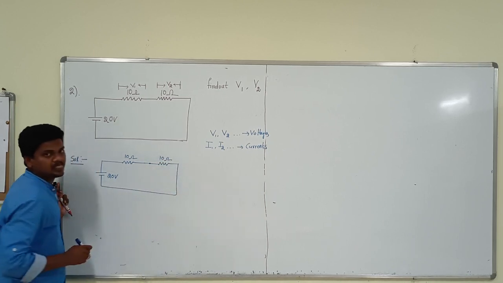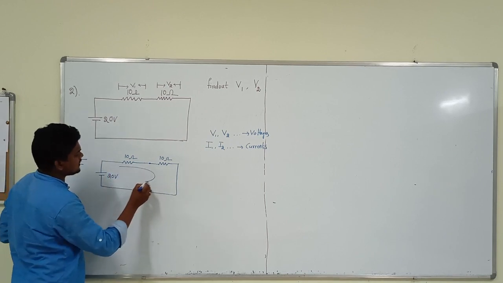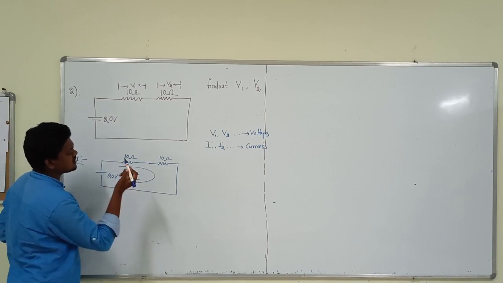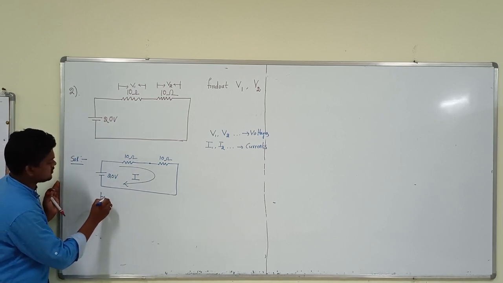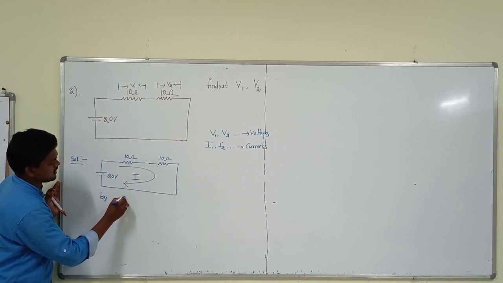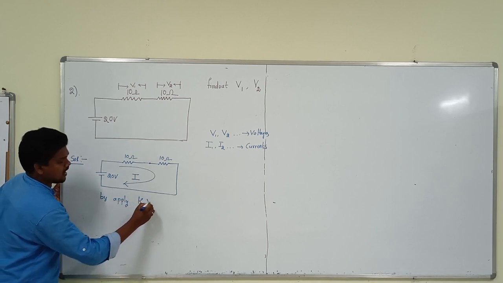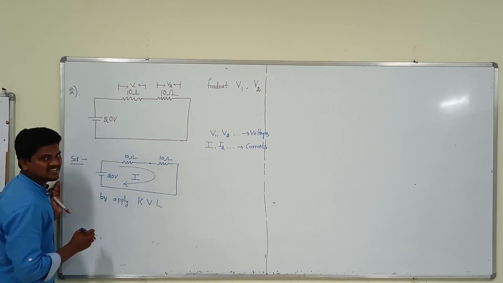This is the current actually. So generally, simply apply the one current that is there, that is I. If you apply the KVL, so what is KVL?